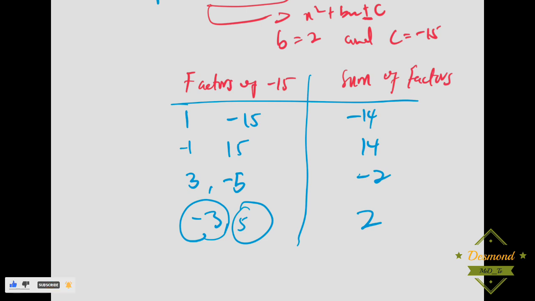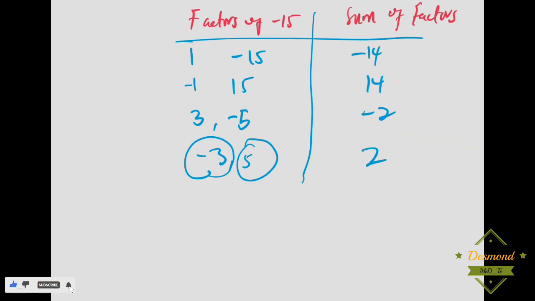Then we just write it in the form that we just talked about. So our factored form is going to be x minus 3 multiplying x plus 5. Very simple to do. For me, I just used the table and I did it very quickly. We can check by just multiplying.